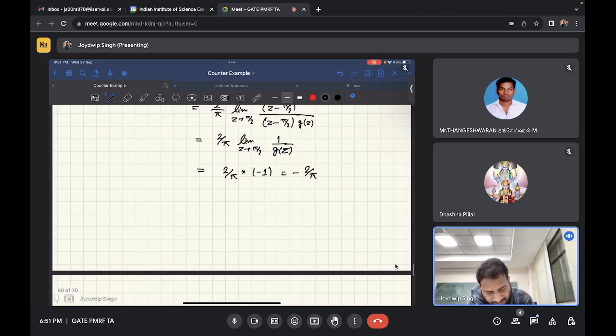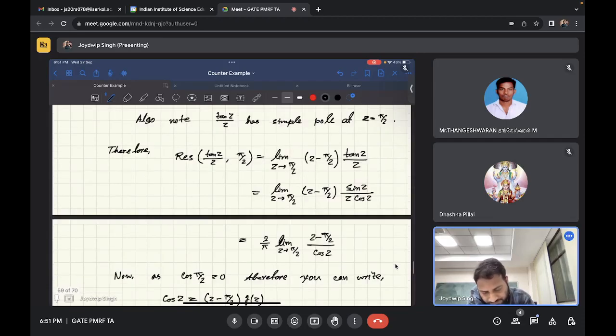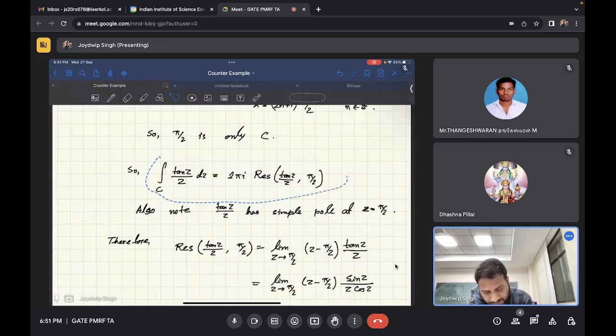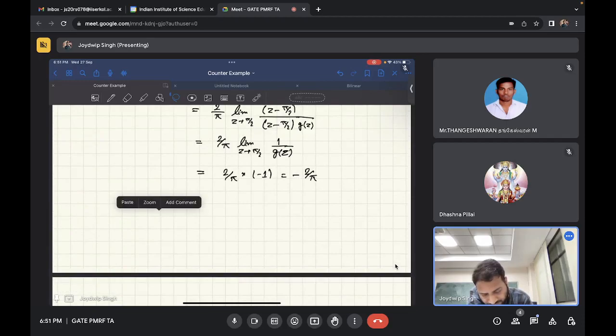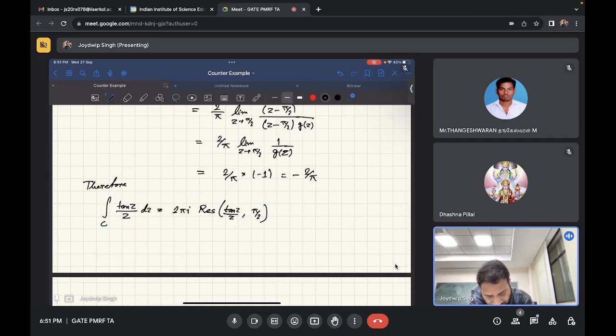So by Cauchy's residue theorem, therefore this will be 2 pi i into minus 2 by pi, so it will be minus 4i. So this will be the answer.